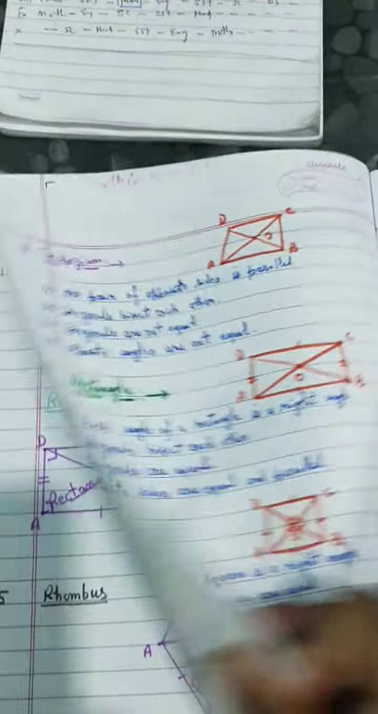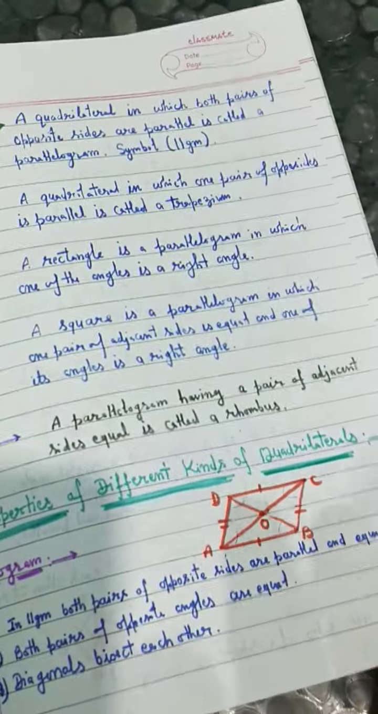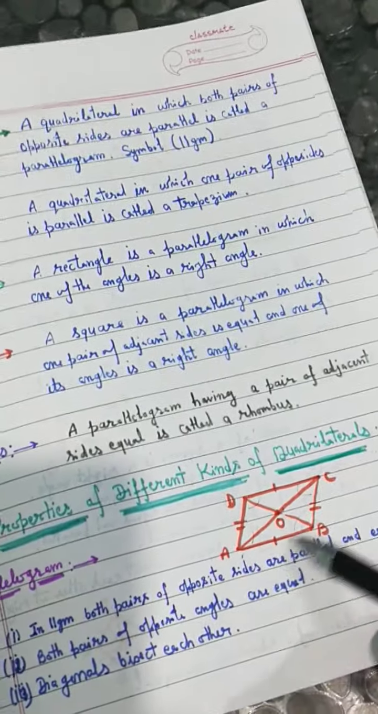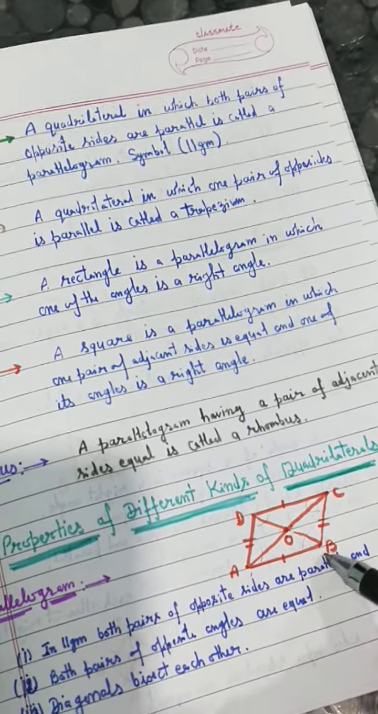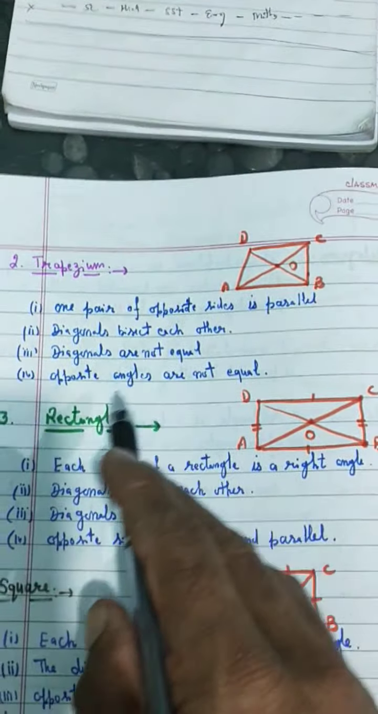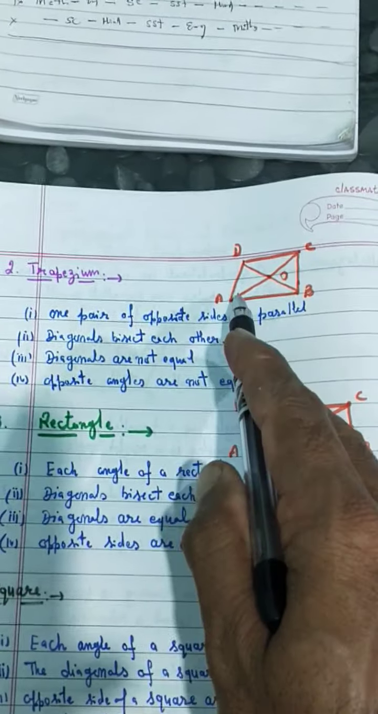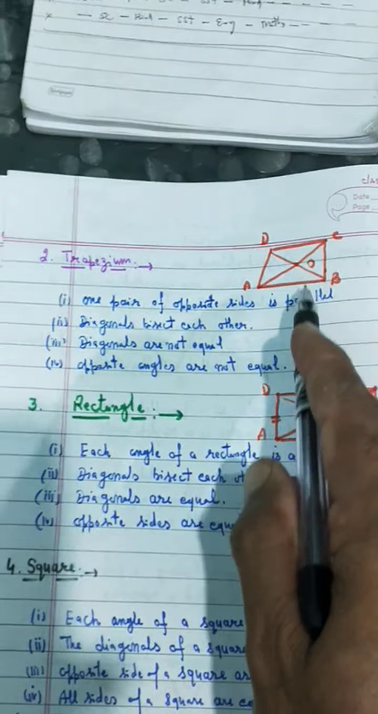Also, diagonals are not equal in case of parallelogram. In a parallelogram, diagonals are not equal. AC is not equal to BD. Now, in trapezium, diagonals are not equal and opposite angles are not equal.